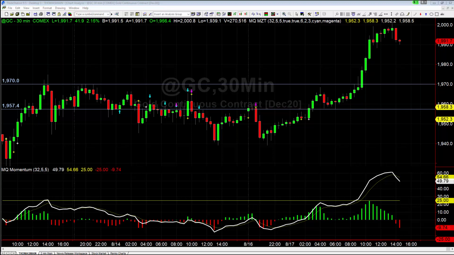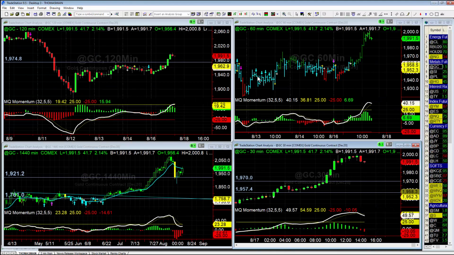The other thing we can look for is inflections across time frames. So at the same time we had that 30-minute bullish inflection there, we had a 60-minute inflection here, and a 120-minute inflection as well. So we had inflections across the board on all different time frames.